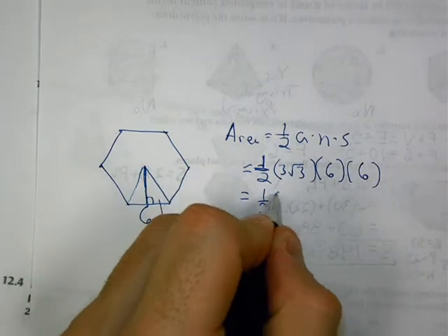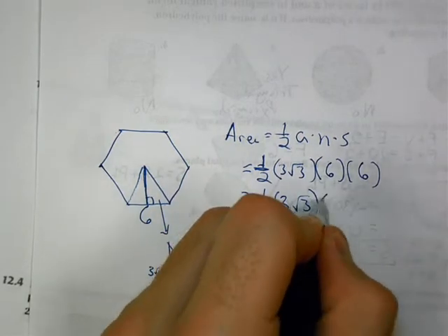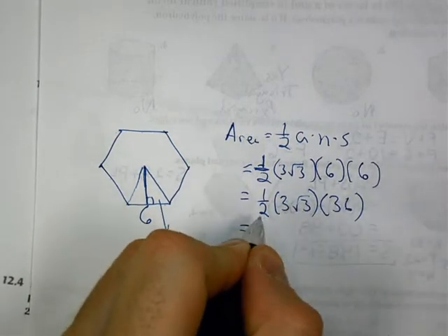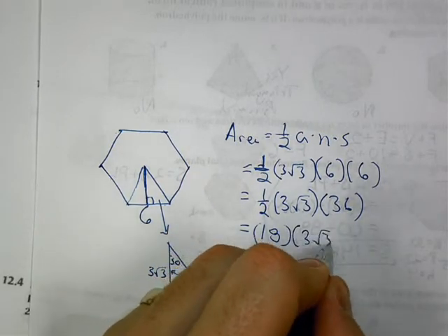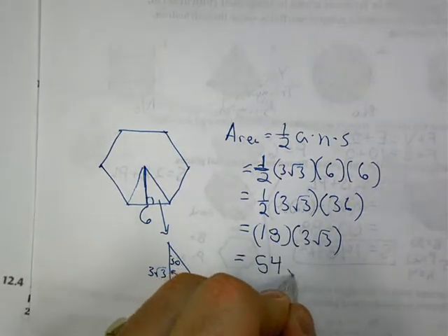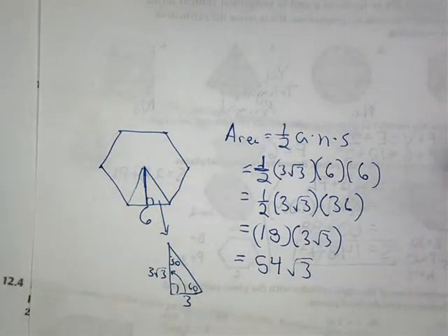So I have 1/2 times 3 root 3 times 36. I could take half of 36. It's going to be 18 times 3 root 3, and I eventually get to 54 root 3. Now, we need to know how to solve this type of problem. Yes, it deals with something we did last chapter in dealing with areas, but we're going to need that if that happens to be a base, and you're going to see that.